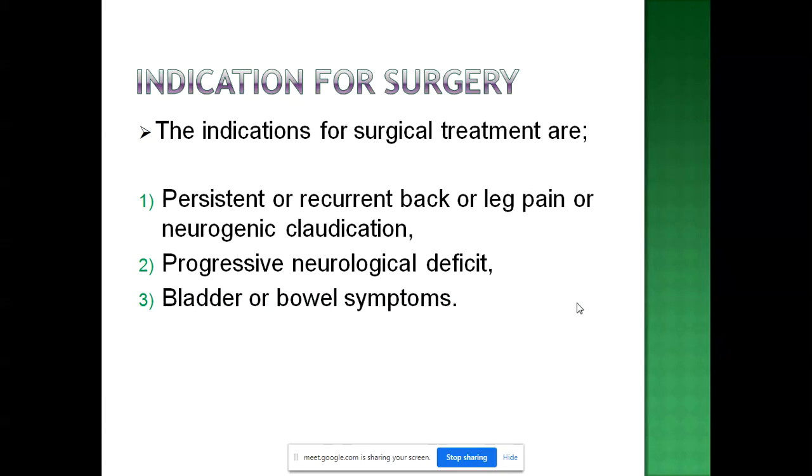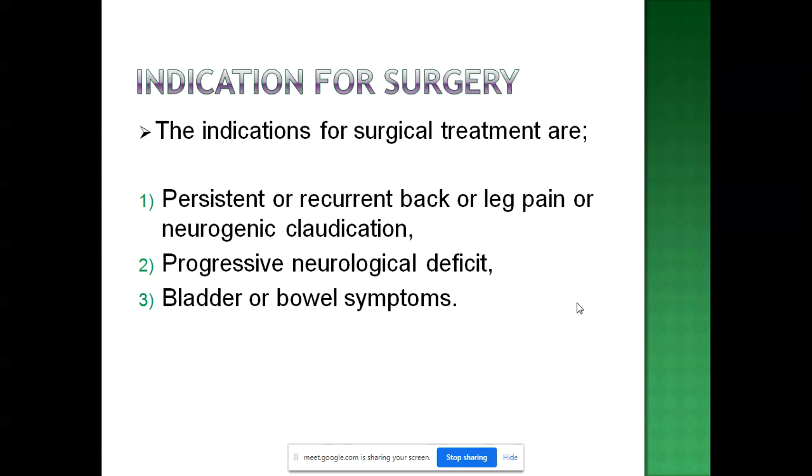So what are the indications of the surgery? The PPT is visible on the screen, right? Yes, ma'am. Okay, so when can we advise the patient to go for surgery? Persistent or recurrent back or leg pain or neurogenic claudication, progressive neurological deficit, and bladder and bowel symptoms. So if the patient is having any of these symptoms, leg pain, pain in the thigh, neurogenic claudication, progressive neurological deficit.